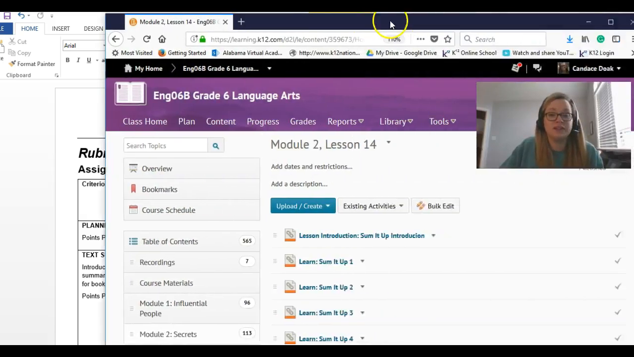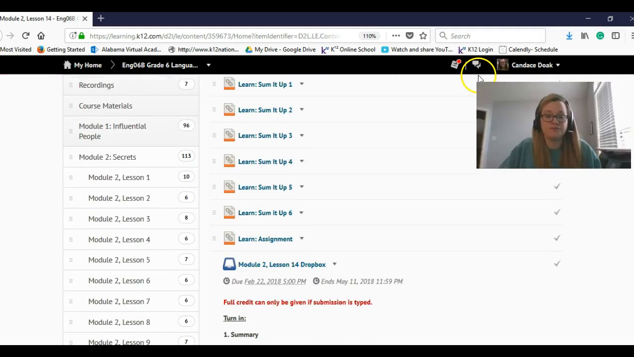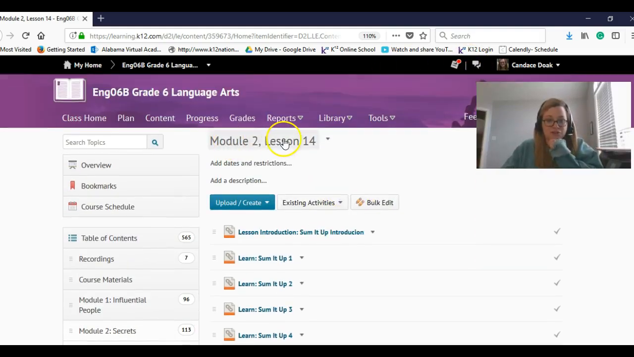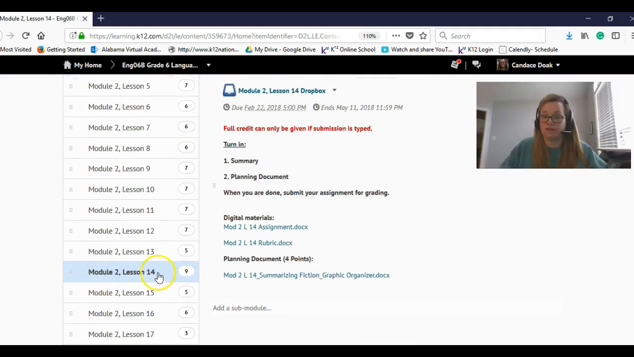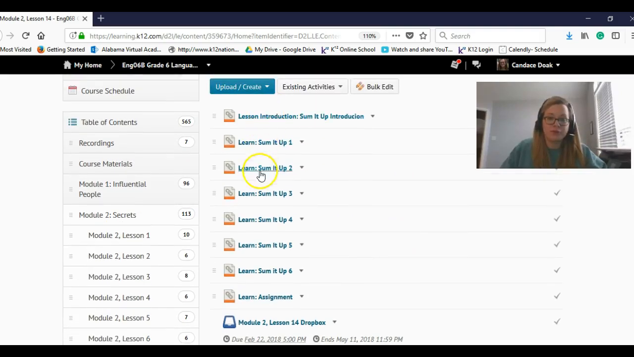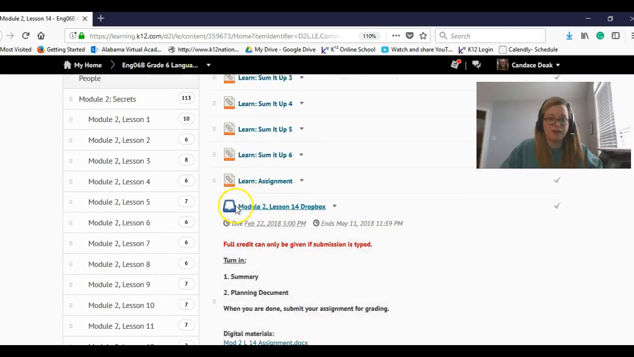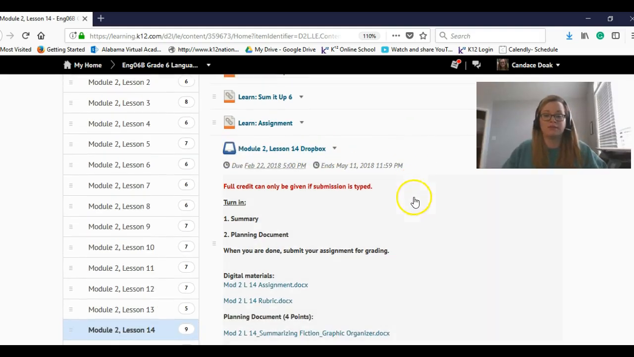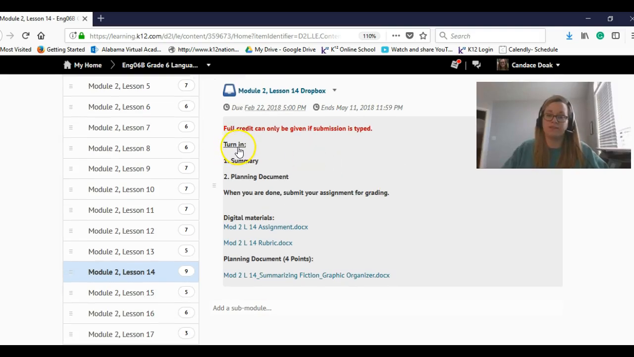So let's pull the class over. So this is Module 2, Lesson 14. You can go to Content, go to Lesson 14, go through the lesson, and then click the blue box to submit it, okay? That's where you upload your documents and submit them. I have this little note right there. Turn in your summary and your planning document. That's how you get full credit. Okay, I have the rubric and the directions right there, and then your planning document right there.